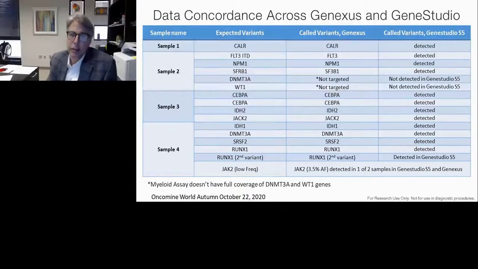And when we ran it in duplicate on the Genexus and on the GeneStudio, only one of the two samples were we able to detect the JAK2 mutation. And we attributed this to the very low variant allele frequency.